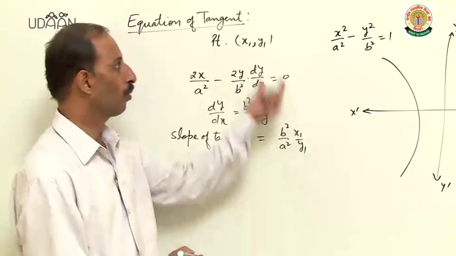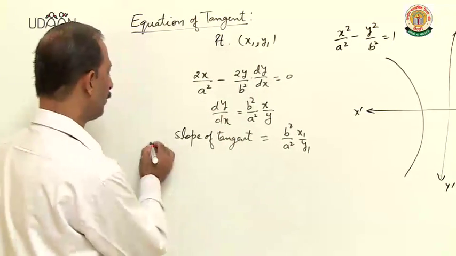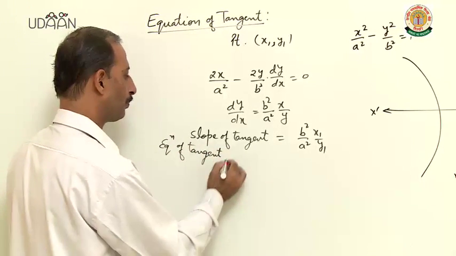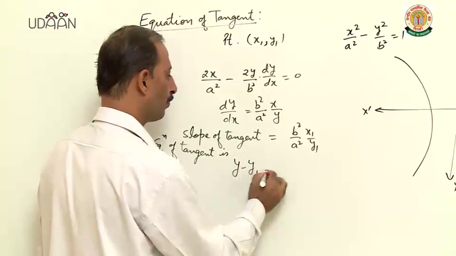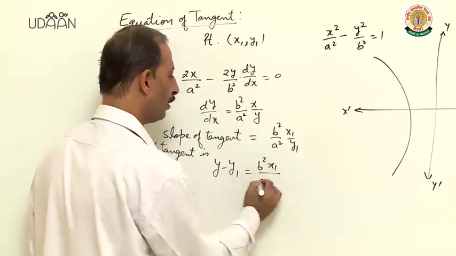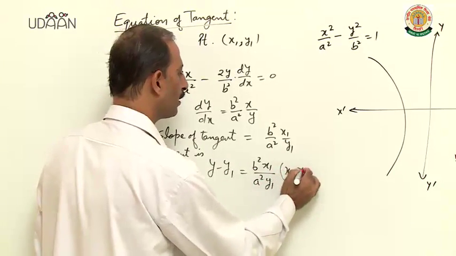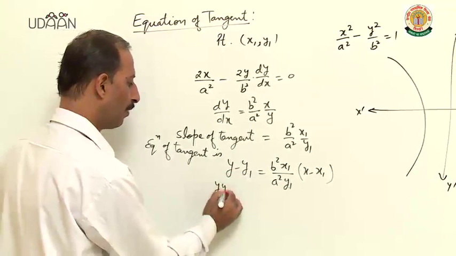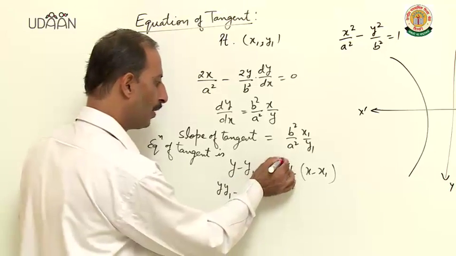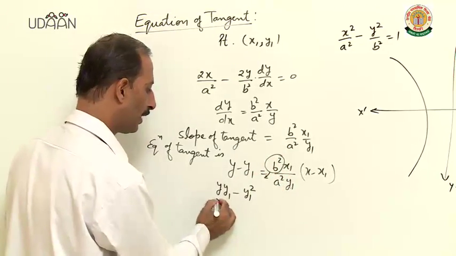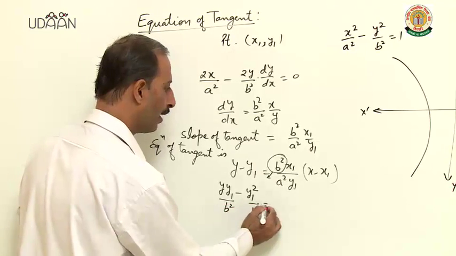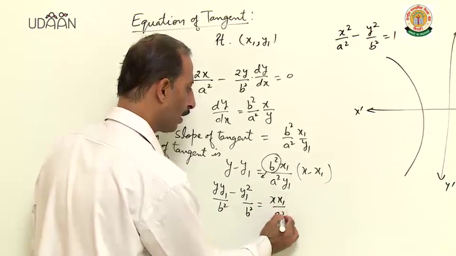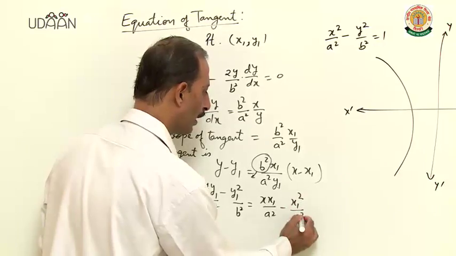Now slope you know, point you know. You can find equation of tangent. So equation of tangent will be, use point slope form, y minus y1 equals slope b squared x1 upon a squared y1 into x minus x1. Simplify this. If you multiply y1 this side, you get y1 y minus y1 squared. b squared transfer to the left hand side, you will get this one. And x1 multiply with this upon a squared also. It becomes x1 x upon a squared minus x1 squared upon a squared.